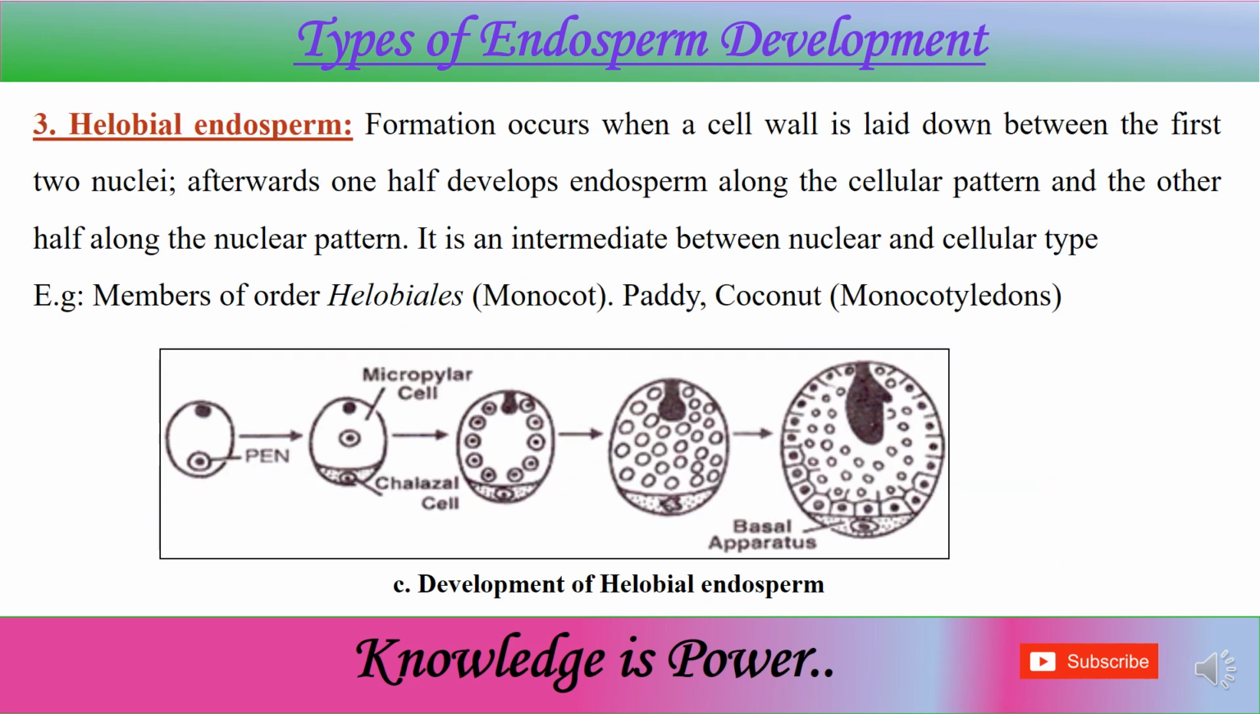And the third one is the helobial endosperm. Helobial endosperm is intermediate between the nuclear and cellular endosperm. That means initially nuclear divisions take place followed by cell wall formation. Here you can see half of the primary endosperm nucleus is showing cell wall formation and half is not showing any cell wall formation. That's why it is intermediate between the nuclear and cellular endosperm. Examples where we can observe helobial endosperm are generally monocotyledons, like paddy, coconut and Helobiales.